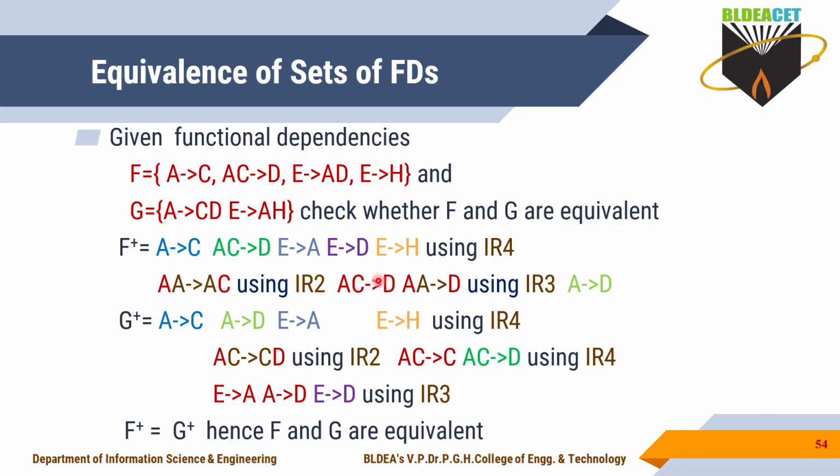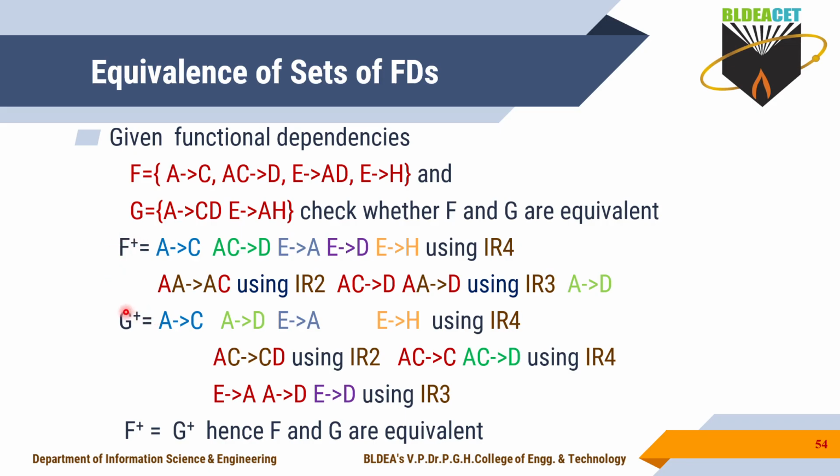So these are the three new rules we got from F with the help of the inference rules 4, 3 and 2 here. So 1, 2 and 3. These three new rules are derived by using inference rules 4, 2 and 3. So this is the closure of F.